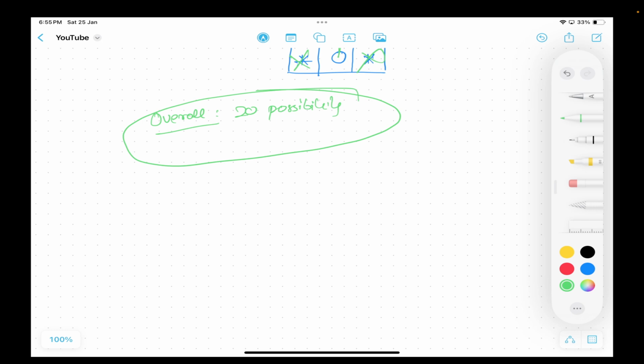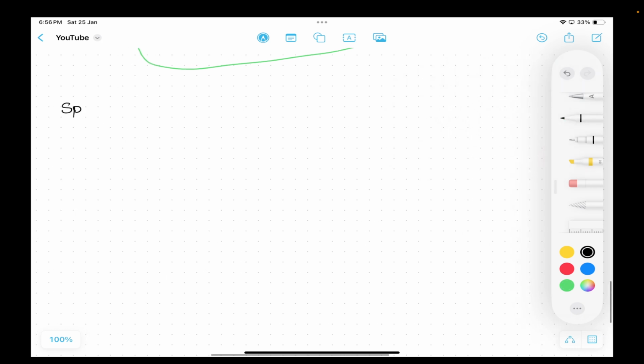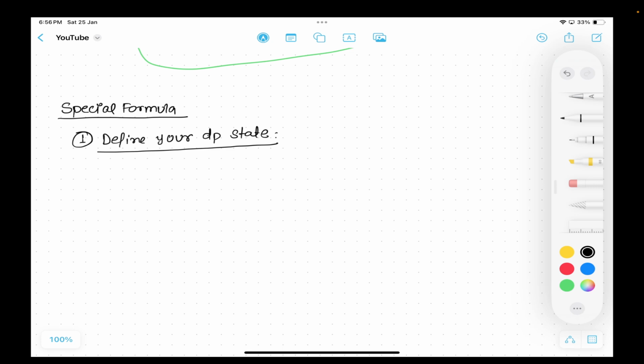So how will we solve this question using dynamic programming? As simple as that, what I taught you, our special formula. The first thing in our special formula is to define your DP state. Define your DP state means our DP of i and j.